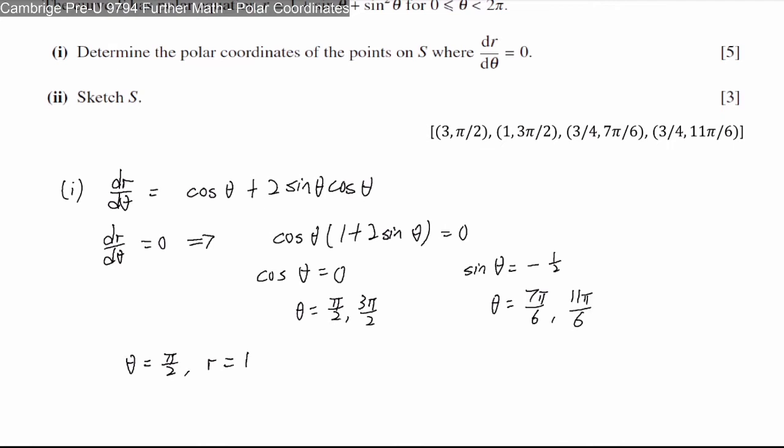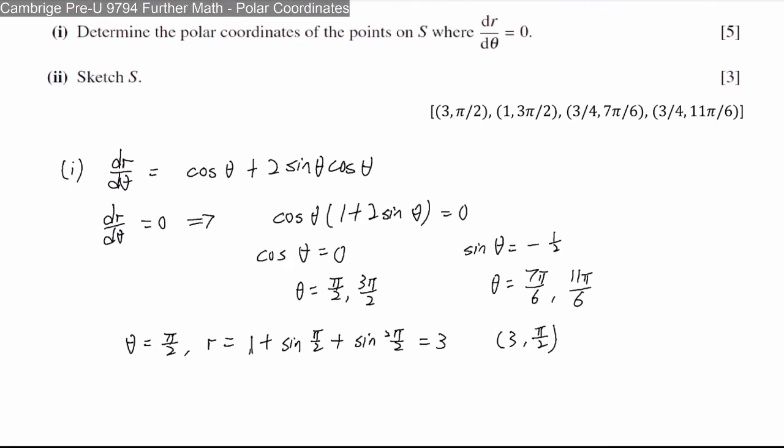Sorry, it's a 3 because we have 1 plus sine pi over 2 plus sine squared pi over 2. It should be a 3. So we have one point which is 3 pi over 2, and so on. After we calculate the values for all the 4 thetas, we should be able to get a series of points.